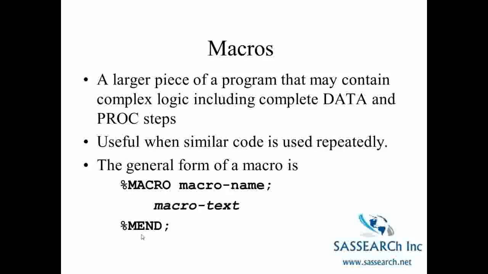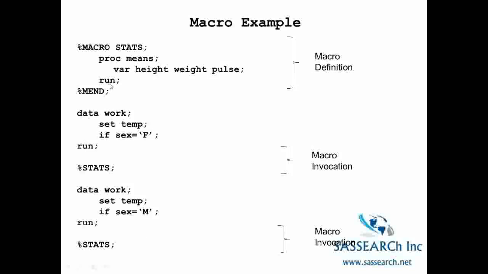So the macro text is a set of SAS statements. We are creating a macro called stats. And within that macro, we are saying PROC MEANS, VAR height weight pulse. And then we end our macro with the %MEND. And then notice here we are creating a temporary data set called work. And we're saying if sex equals F for female. And then we're invoking our macro.